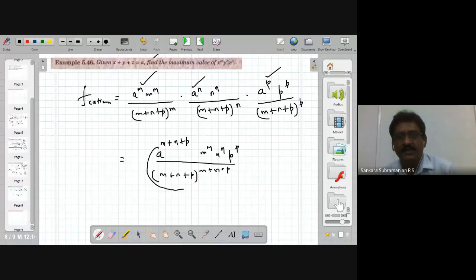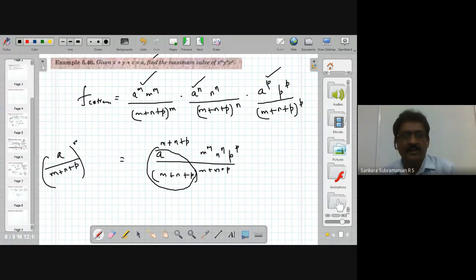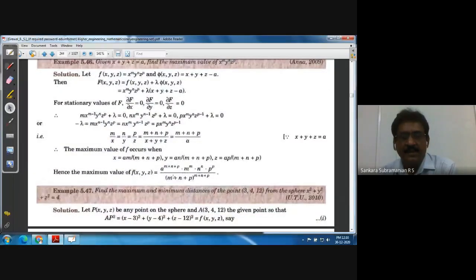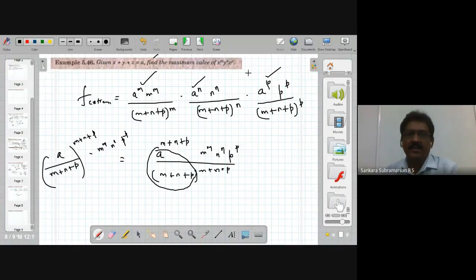Or you can connect these two to take the whole power, or you can write it as a by m plus n plus p, whole power m plus n plus p, into m power m, n power n, p to the power p will be the f extreme, and they are telling that this is the answer. They didn't take it connected. This is a to the power m plus n plus p by m plus n plus p over power m plus n plus p, m power m, n power n, p power p. But in your examination, they will be giving some values for m and p, and a will be given some values. So you can also take it as a homework.